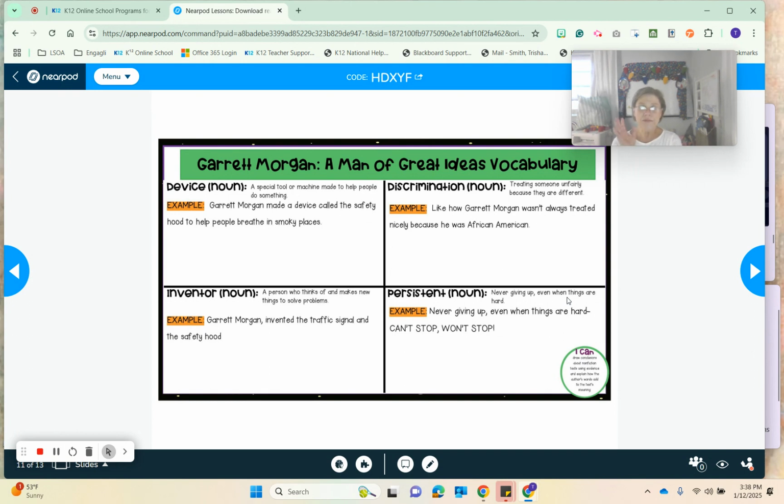And lastly, my ears are hurting. I apologize. Lastly, persistent, never giving up, even when things are hard. My example sentence is, never give up, even when things are hard. Can't stop, won't stop. I kind of basically just rewrote that because I was tired that day. So your example sentence can't be like, I'm tired, I don't want to do this. That's not an example sentence. That's a non-example sentence, but that's definitely not an example sentence of persistence. So write your own example sentence for each of your vocabulary words.